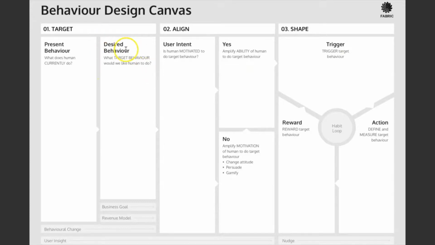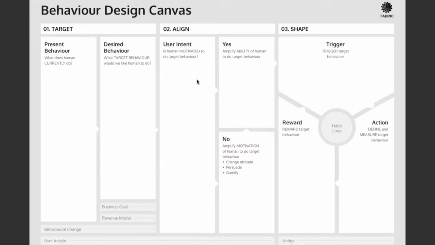And that's why the canvas here has three stages. The first being target, the second is align, and the third is shape. And although this is a linear framework and there is a certain direction to how the framework flows, in actually using it, you could populate it in a non-linear fashion.